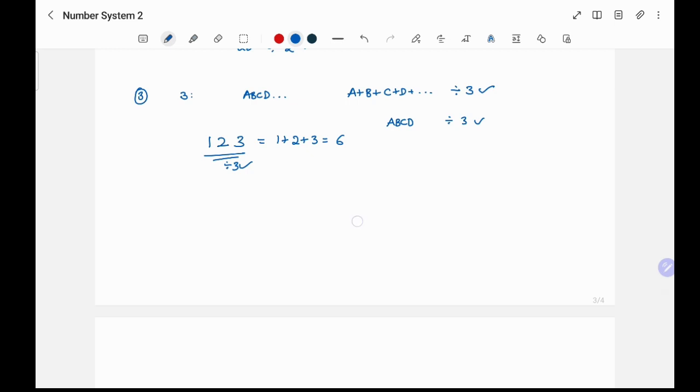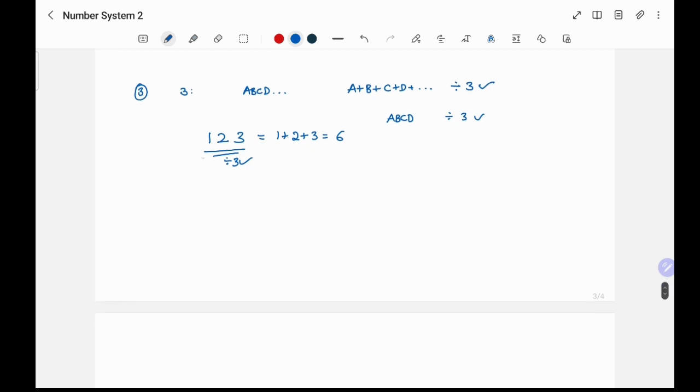We'll see the proof for this. I'll take, for example, a 3-digit number xyz. It can be represented as 100x plus 10y plus z, correct? So 123 is nothing but 100 into 1, plus 10 into 2, plus 3. That is what I have written here. Now we want to check the remainder when this is divided by 3. If the remainder is equal to 0, then we say it is divisible by 3. If the remainder is not equal to 0, we say it is not divisible by 3.